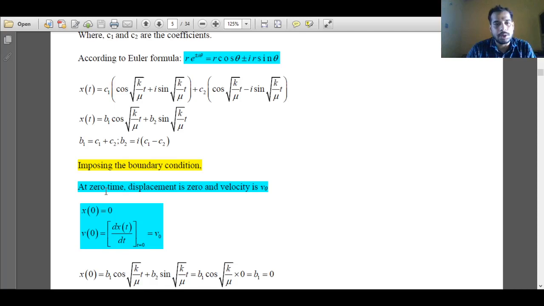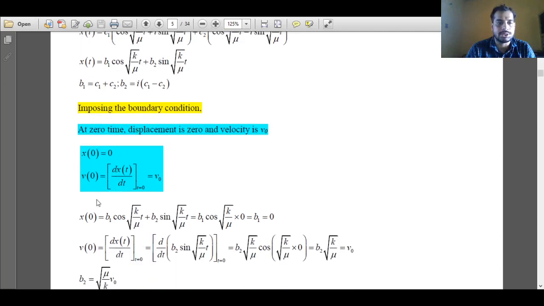To apply the boundary conditions, we'll use two conditions at zero time, t equal to 0. At zero time the displacement is 0 and the velocity is given as v0. So x(0) equals 0, that is the displacement is 0, which is the first boundary condition. The second boundary condition is velocity, which is the change in displacement with respect to time. At time 0, velocity is v0. I will apply these two boundary conditions to our general solution.